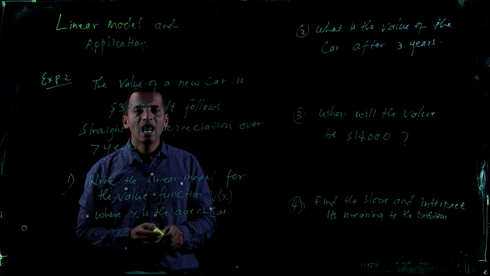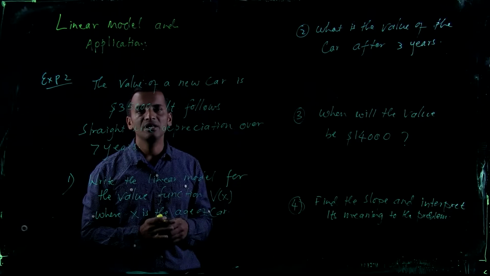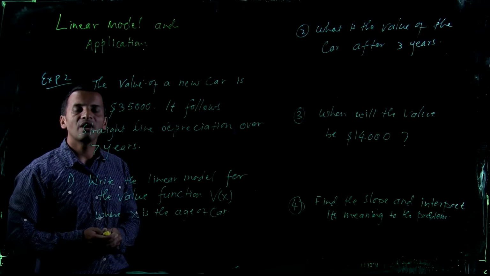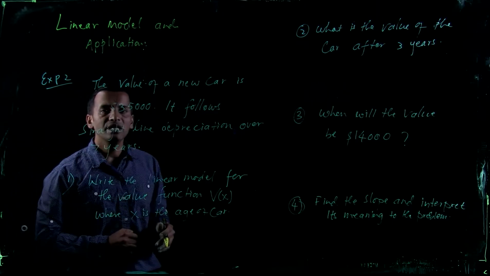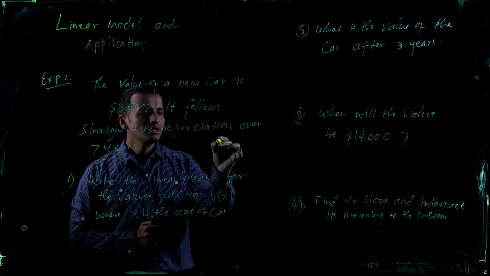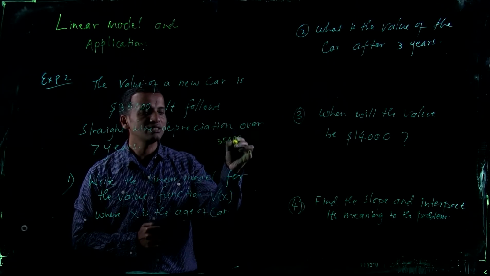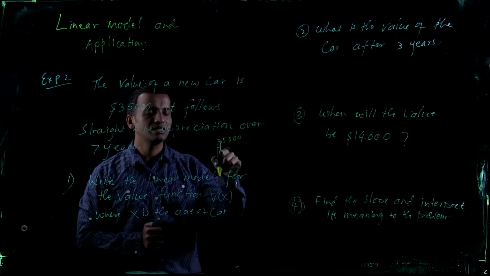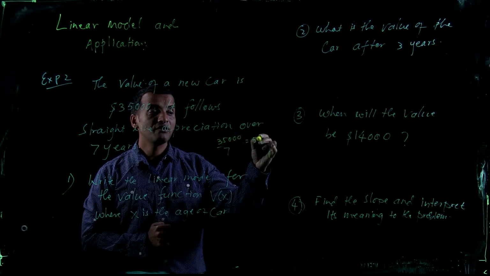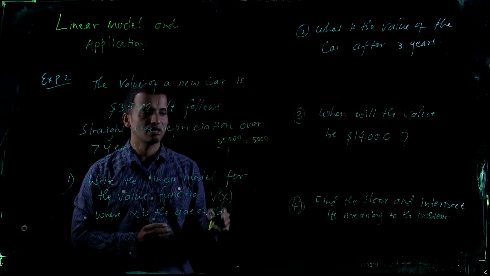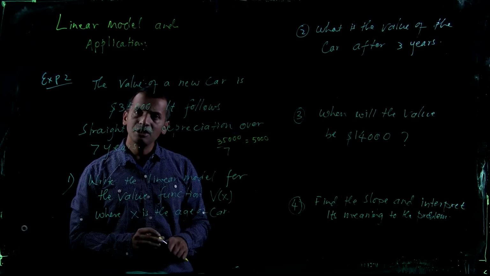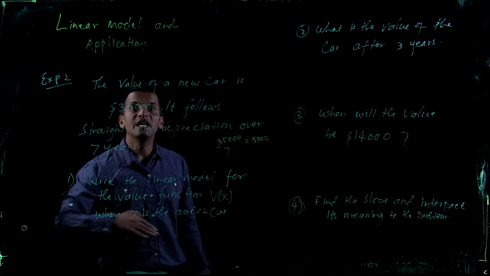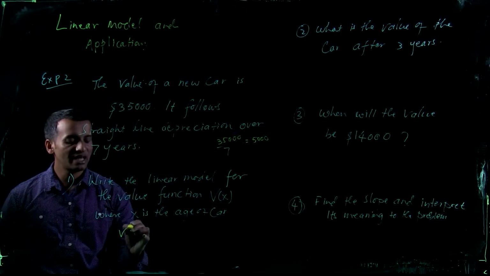Can you tell me how much it depreciates every year? After 7 years it will become 0, and now it is 35,000. If you divide 35,000 by 7, you will get 5,000. That is the depreciation amount every year. Since it is depreciation, our slope will be negative 5,000. So what is V of x?